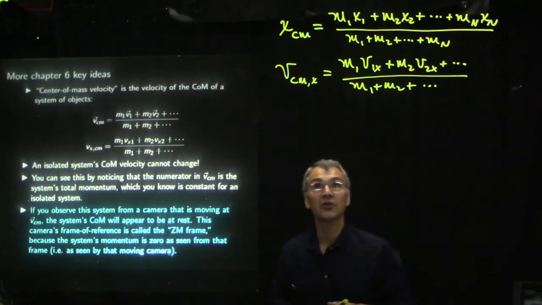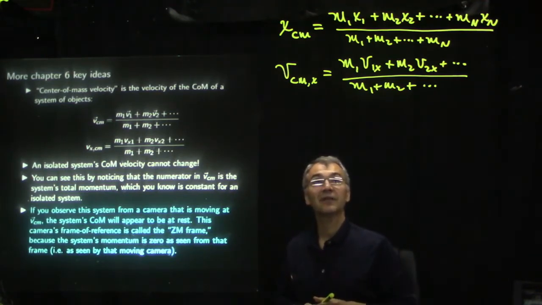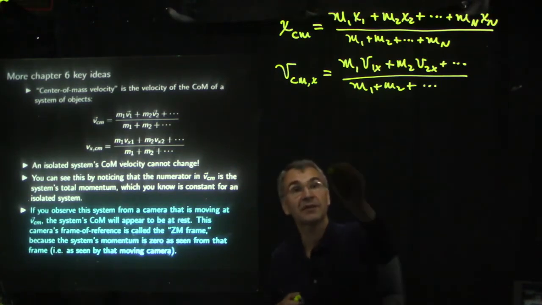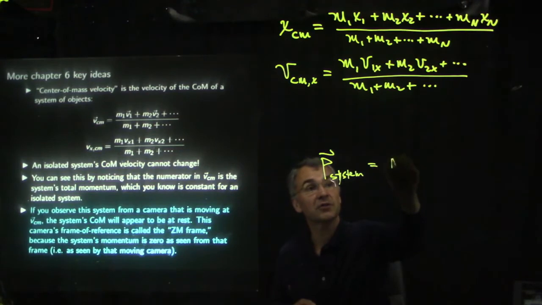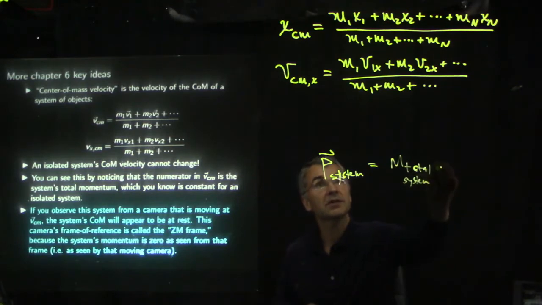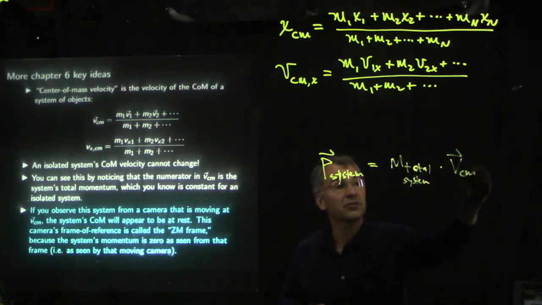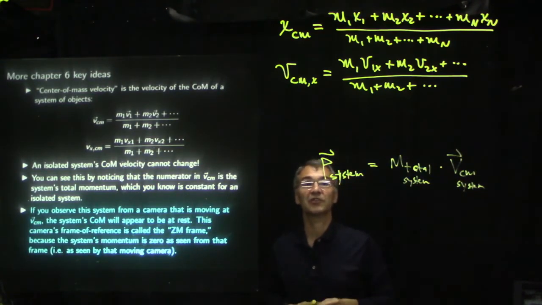And you might notice, if you like math, that the momentum of the system is the total mass times the center of mass velocity of the system. The x-coordinates are probably easier to envision. So you already know that the momentum of a system of isolated objects is constant.